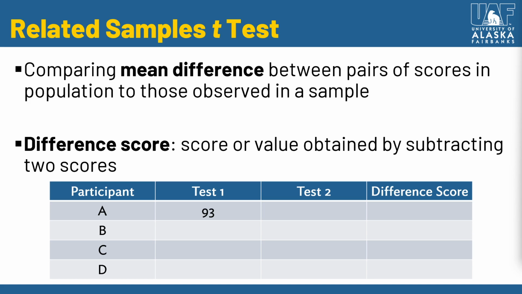So participant A on test 1 scored a 93, and then on test 2 scored a 98, right? And so we can see that's a difference score of minus 5, right? 93 minus 98 is minus 5. Participant B got an 87 and an 84. So what's the difference score? It's plus 3, or just 3, right? And so then we can do that for the other two as well. Those are examples of difference scores. And so we'll do those before we calculate the other statistics that we'll use in our t-test.